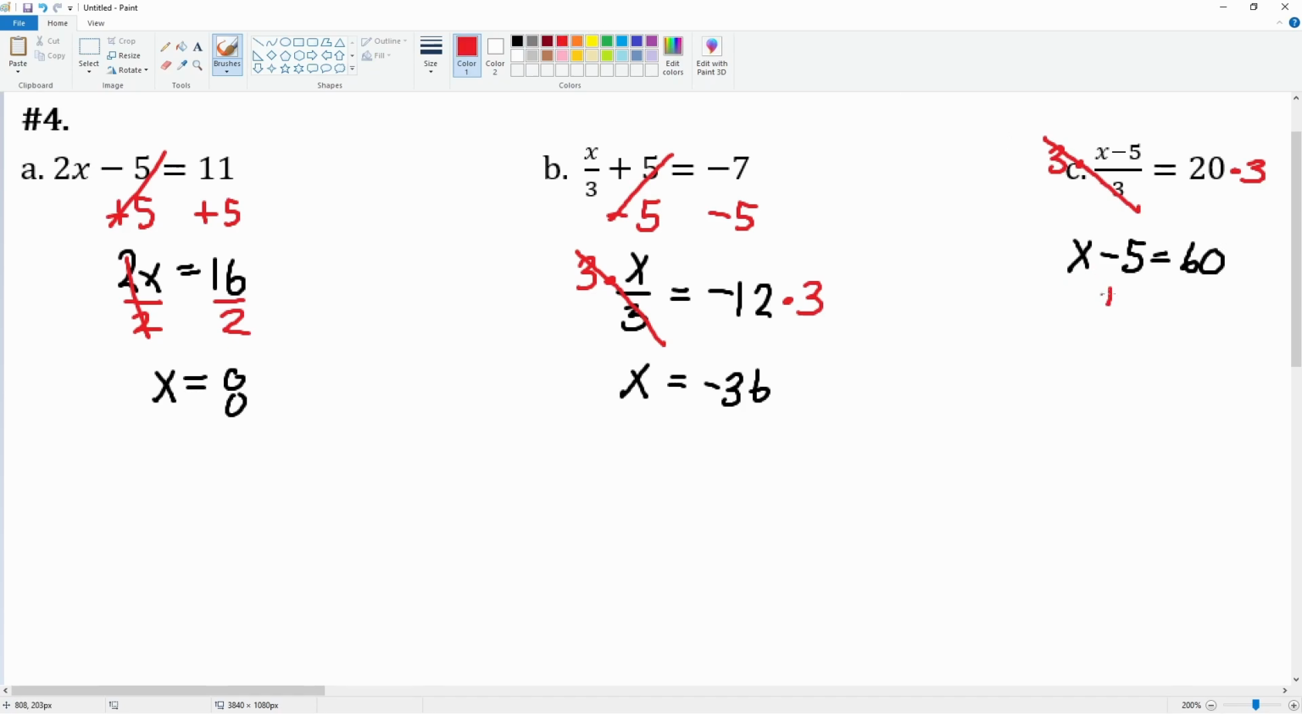Then we add 5 to both sides. We're trying to get x alone. The opposite of subtraction is adding. We make the number 0, leaving us with x is equal to 60 plus 5, which becomes 65. This is A, B, and C for question 4.